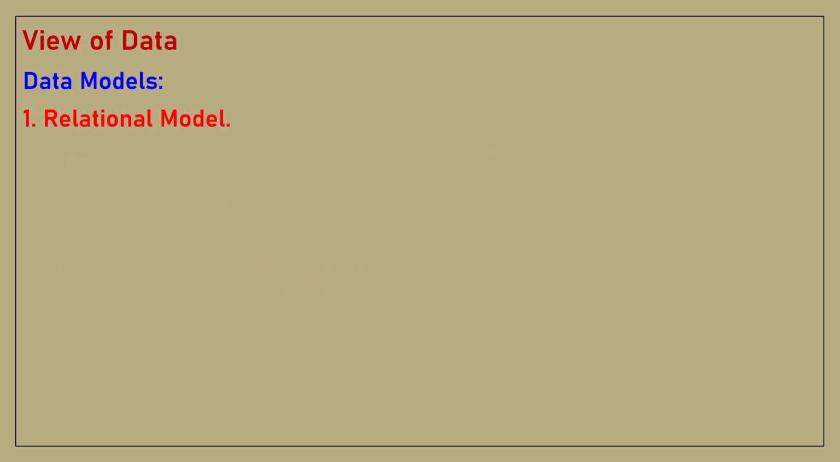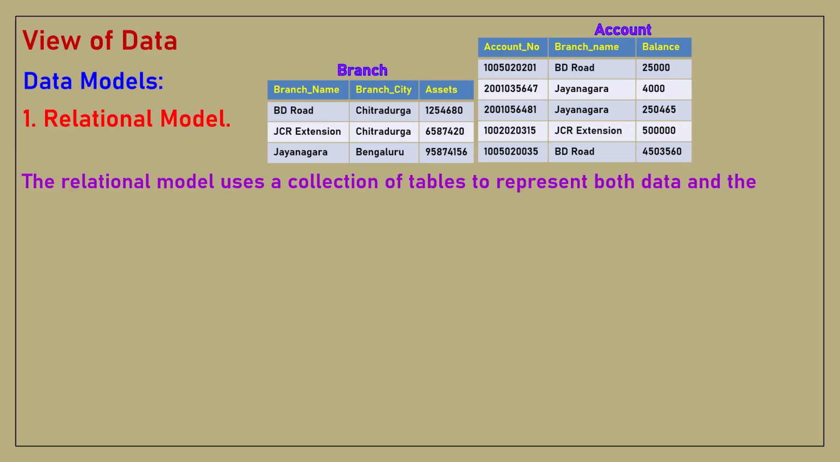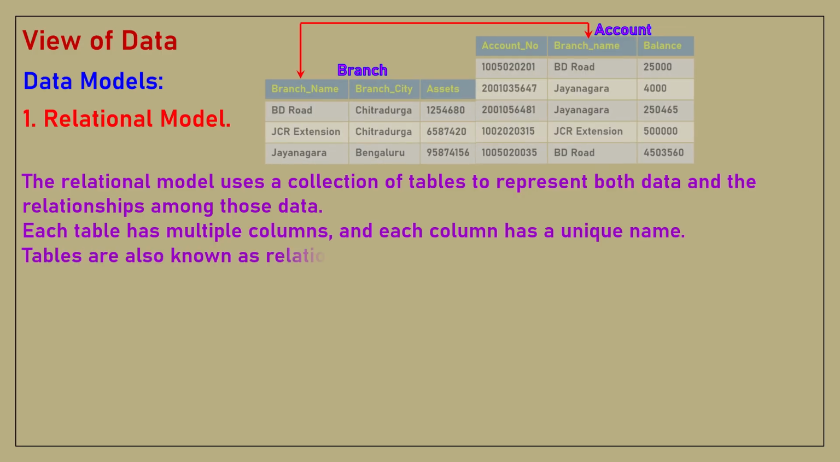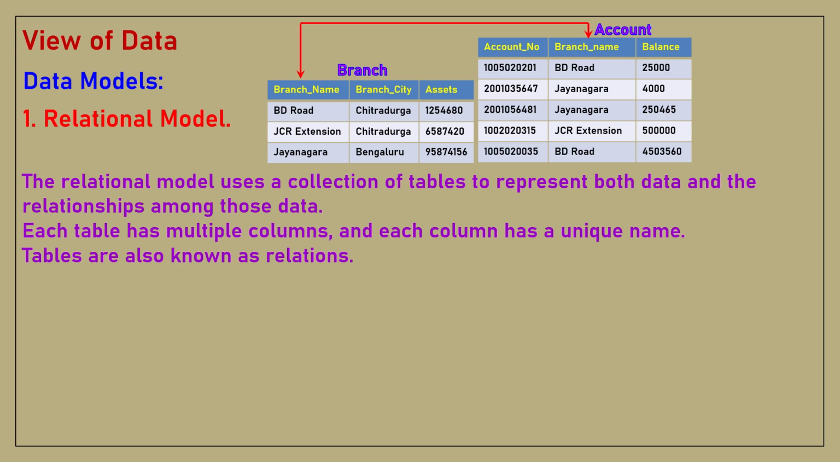Relational model. The relational model uses a collection of tables to represent both data and the relationships among those data. Each table has multiple columns, and each column has a unique name. Tables are also known as relations. The relational model is an example of a record-based model.